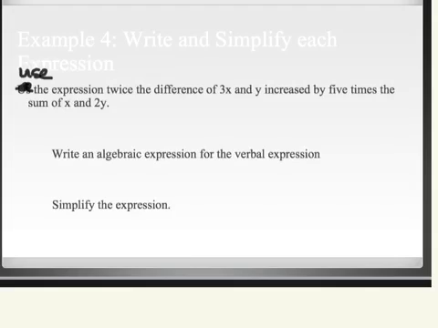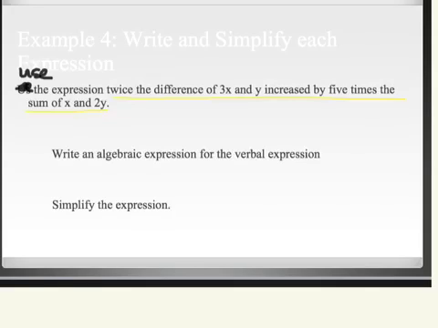Example 4, we're going to write and simplify each expression, and so we'll talk about that. It says use the expression, and here's the expression that we're using. I'll highlight it. Twice the difference of 3x and y increased by 5 times the sum of x and 2y. So looks like I've blanked it out, but you guys can see that we have this expression and we've got to figure out how to write it as an algebraic expression. That's our first job. All right, hopefully that makes it a little bit more bearable. I took the highlight off and just underlined.